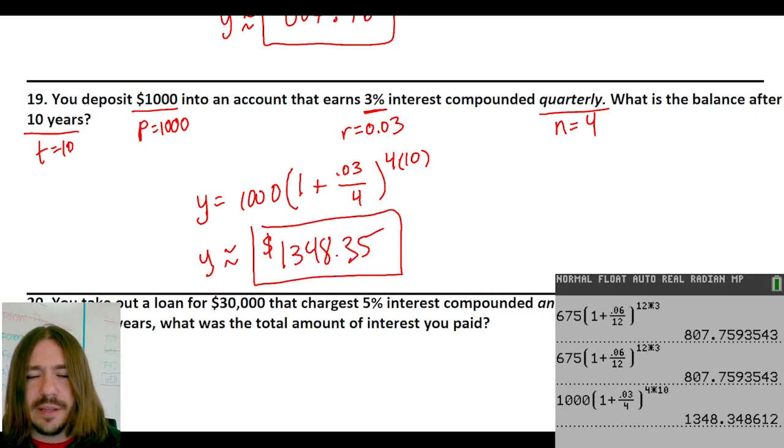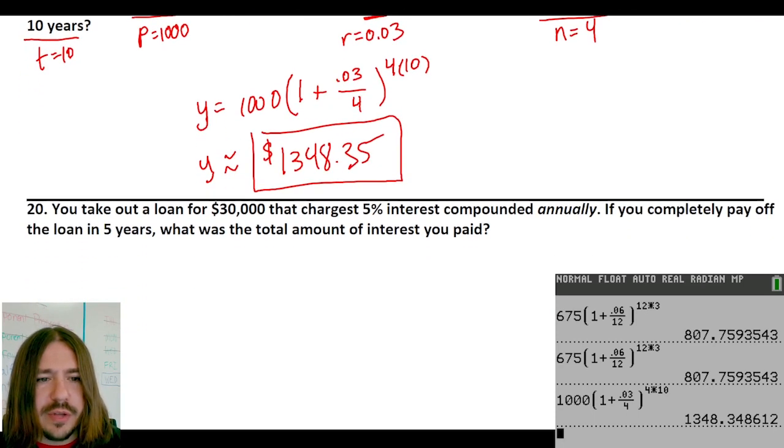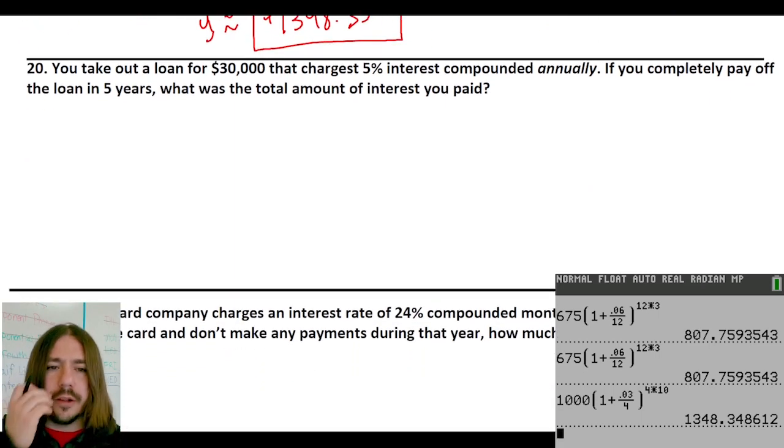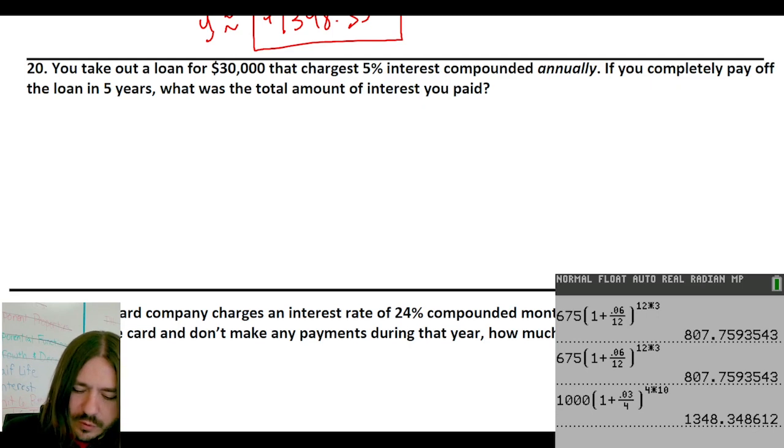That's number 19. Number 20 says you take out a loan for $30,000 that charges 5% interest compounded annually. So in this one, our initial value is the $30,000.